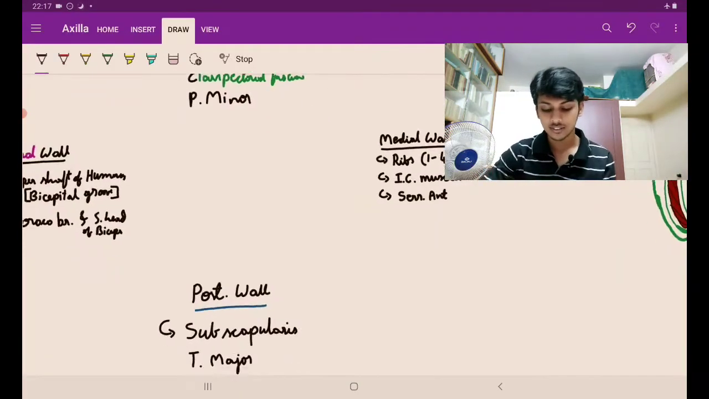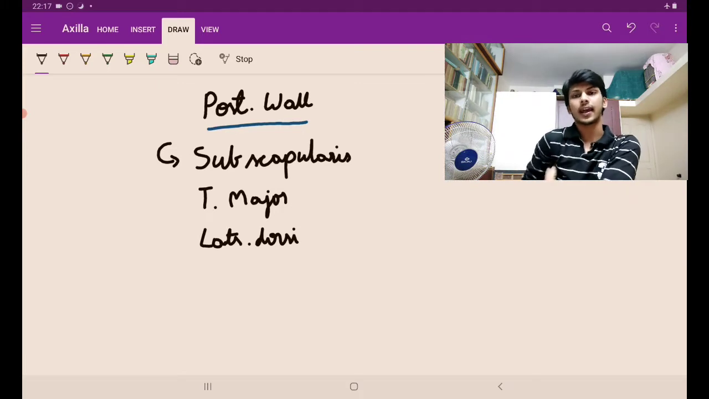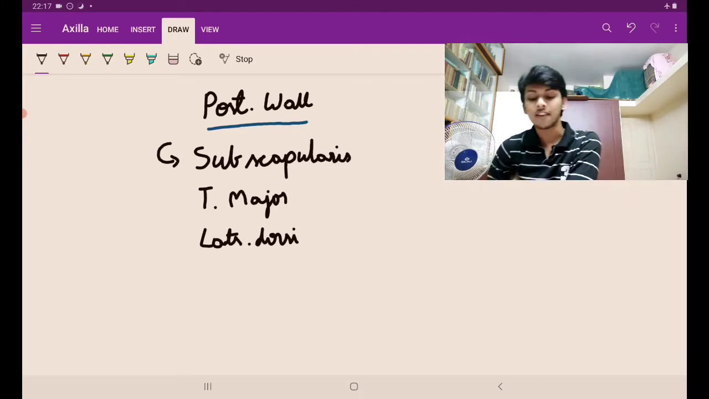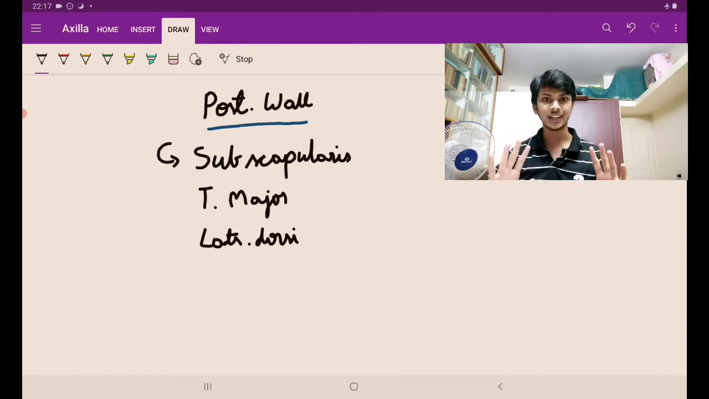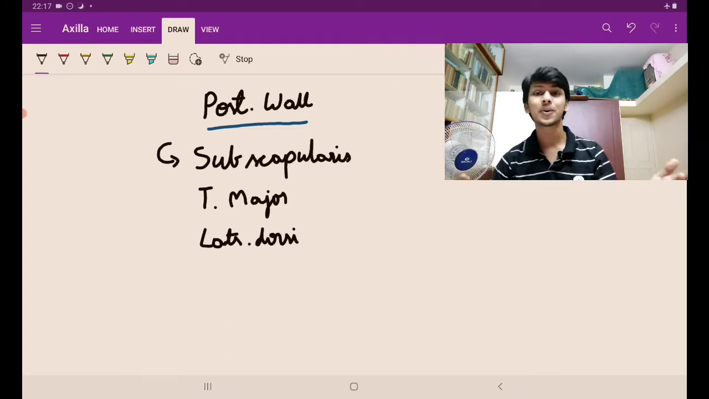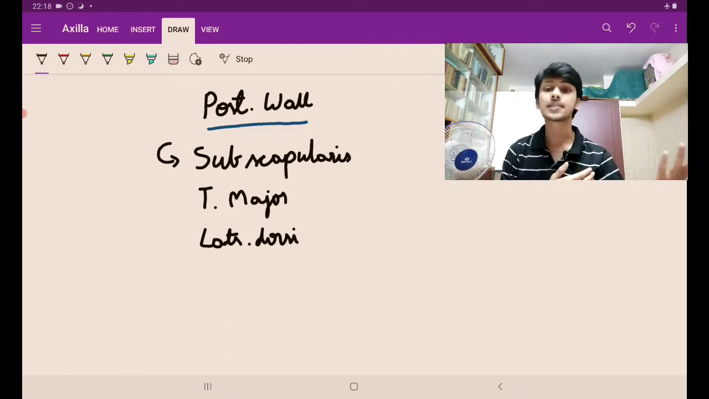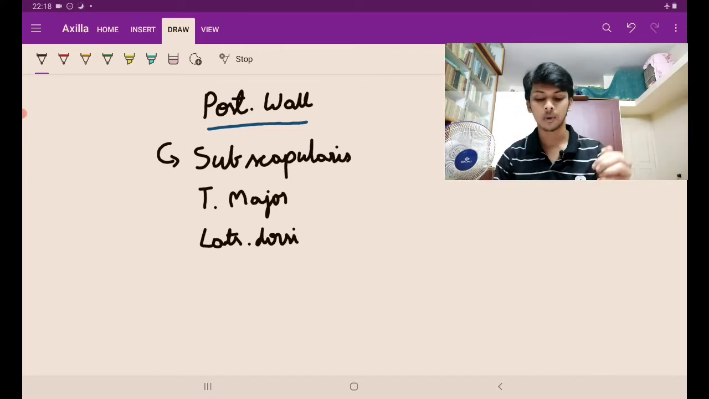Then we'll check the posterior wall. Posterior wall of axilla is this one, the posterior axillary fold. There is a very beautiful muscle there, that's called latissimus dorsi. Latissimus is sheet, dorsi is in the back. It is a back muscle, it comes like a sheet. If you are doing pull-ups, the latissimus dorsi is used a lot. So that gives a characteristic V shape to the body.